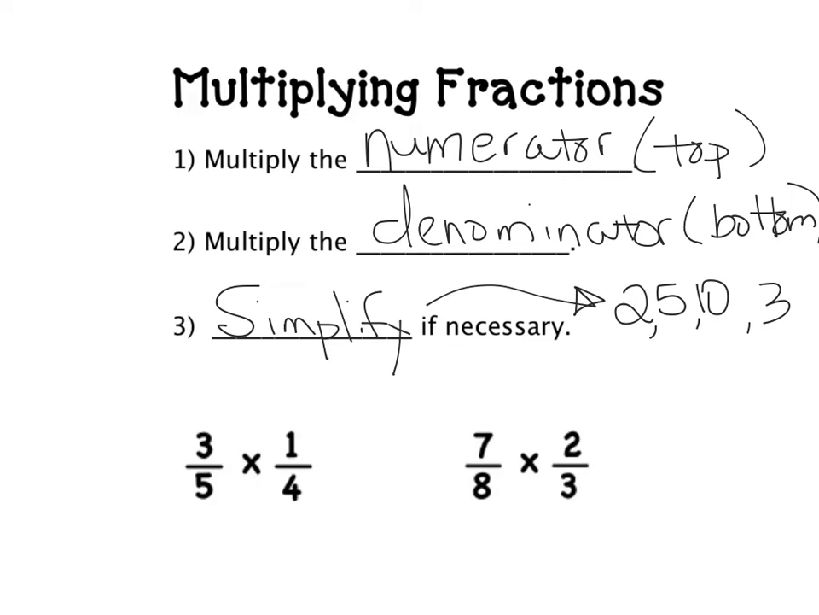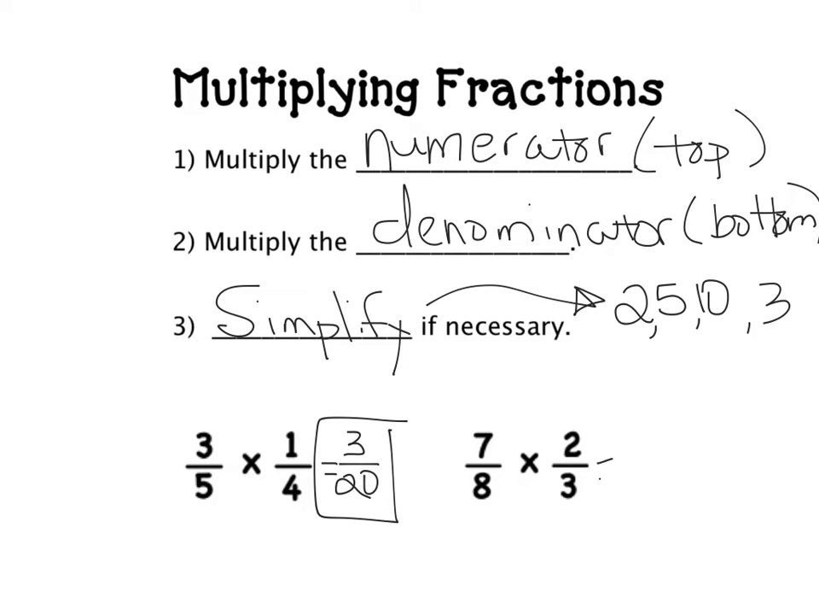Okay, so this one, 3/5 times 1/4. You're going to take 3 times 1 is 3. 5 times 4 is 20. Ask yourself, are they even? Nope. Do they both end in 5 or 0? No. Do they both end in 0? No. And 20 is not a multiple of 3, so you're done.